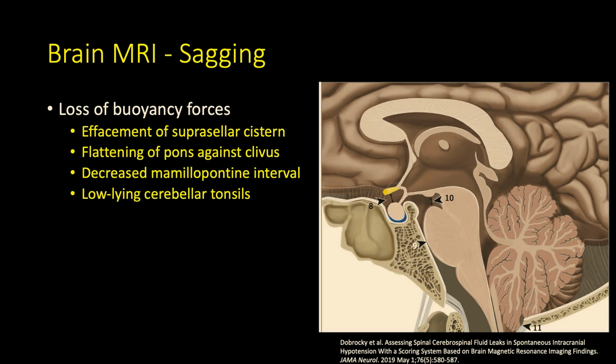And then brain sagging. So again, due to depletion of the intracranial CSF volume, we've lost normal buoyancy forces on the brain, so the brain's going to sag. So you'll see effacement of the suprasellar cistern. You'll see flattening of the pontine belly against the clivus. You'll see narrowing of the mammillopontine interval, and you'll see downward cerebellar tonsillar herniation.